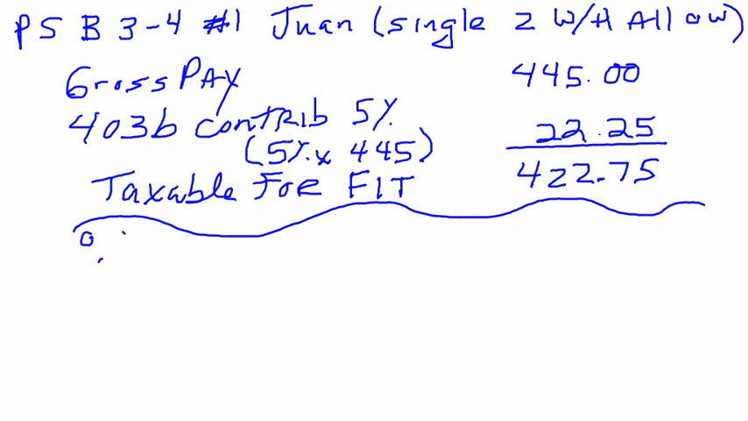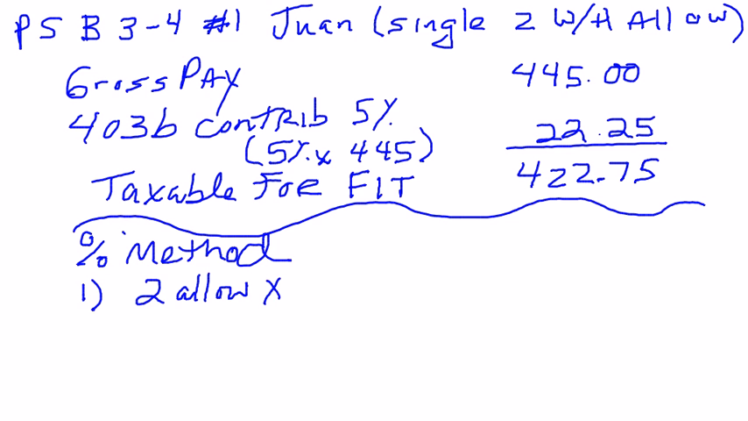Now, for the percentage method, I'm following the steps in the book. The first step is to multiply the number of federal withholding allowances by the amount in the table. According to the table on page 92, the amount for one weekly payroll allowance is $76.90. So we take 2 allowances times the weekly amount of $76.90, and we come up with $153.80.